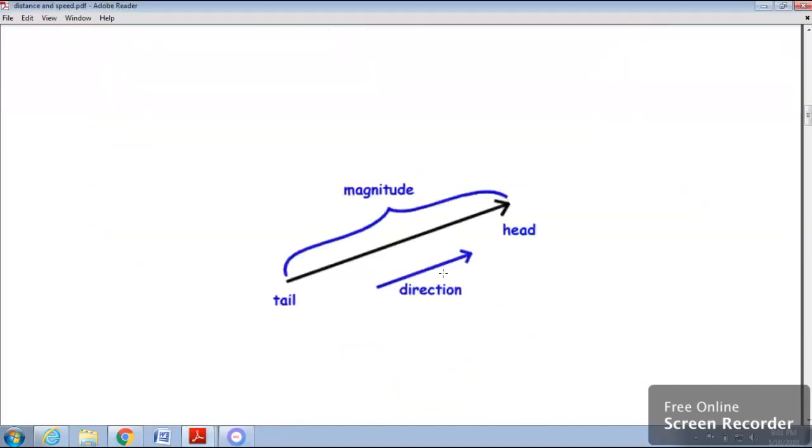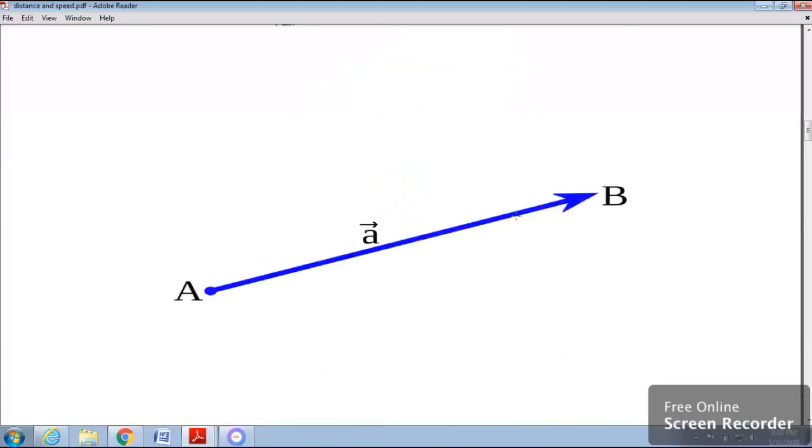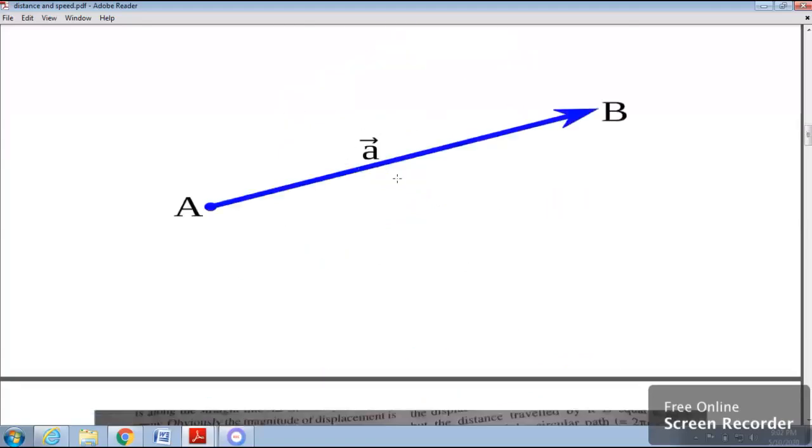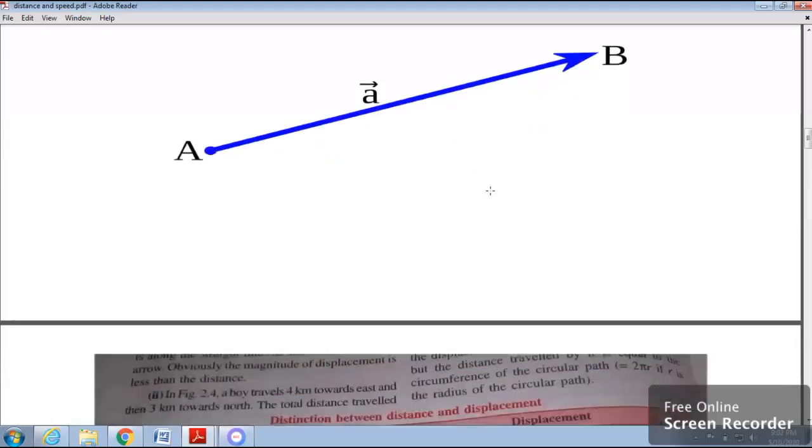Now, how to represent displacement? The displacement, being a vector quantity, is represented by a straight line with an arrow. As you can see, the tip of the arrow on the straight line represents the direction of the displacement, while the length of the straight line on the proper scale represents its magnitude. So from tail to head, this represents magnitude and this tip of the arrow is representing direction. This is how we represent a vector quantity, with an arrow on the head.